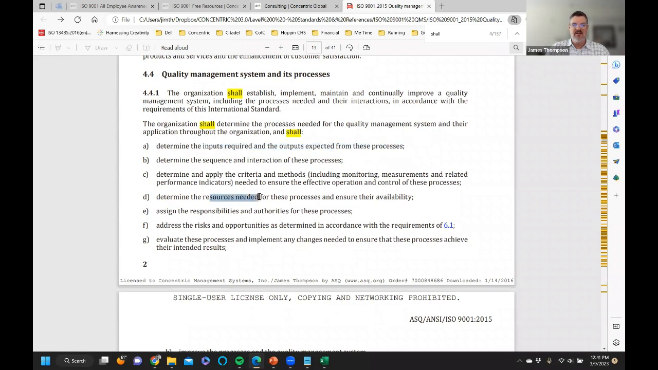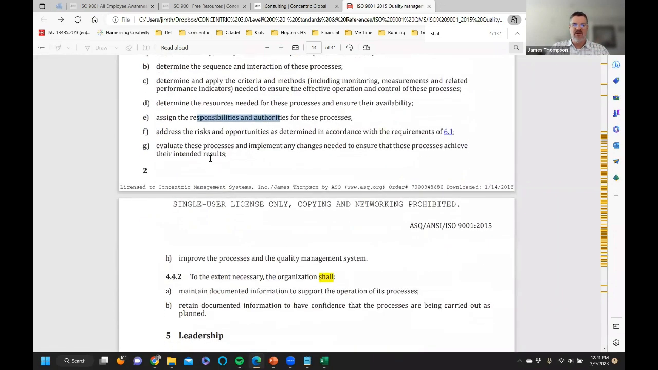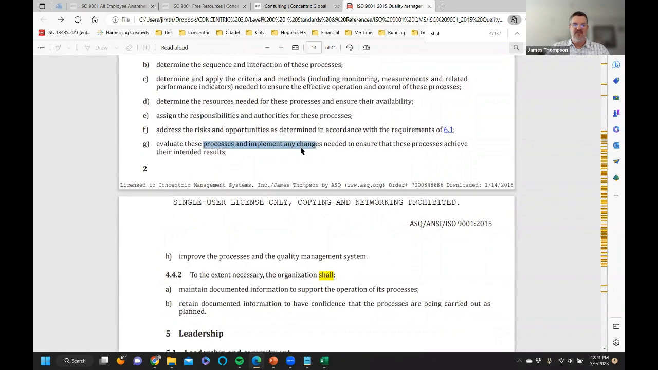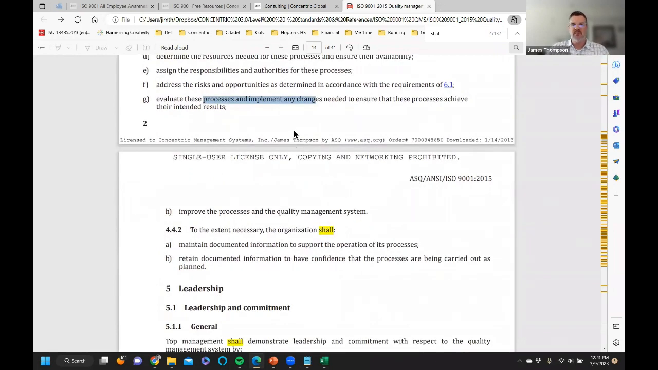What resources are needed to effectively operate those processes? Who's responsible for what? How do you identify risk and opportunities? How do you evaluate the processes and implement any changes that are needed? How do you pivot? How do you adjust when a process isn't working as you expect? And then how do you improve the process?